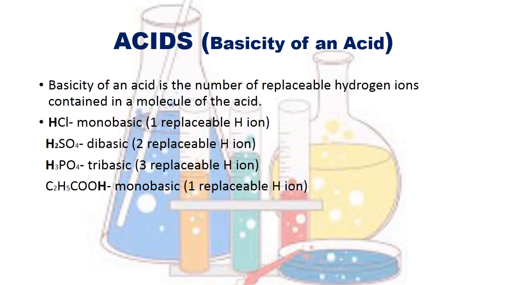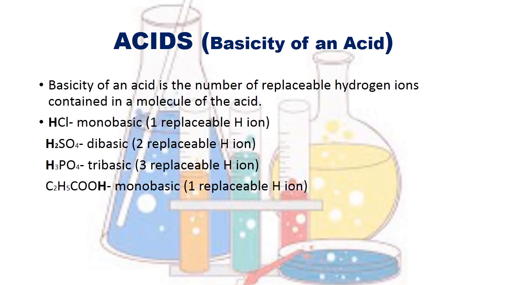The basicity of an acid is the number of replaceable hydrogen ions contained in the molecule of an acid. So looking at the examples here, hydrochloric acid. In one molecule of hydrochloric acid, we have one replaceable hydrogen ion, which is highlighted, which tells you that it is monobasic. In tetraoxosulfate(VI) acid, H2SO4, we have two replaceable hydrogen ions, so it is dibasic.